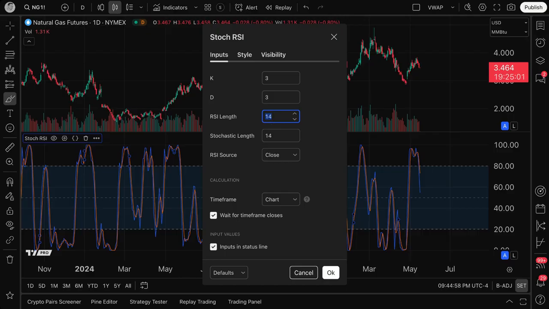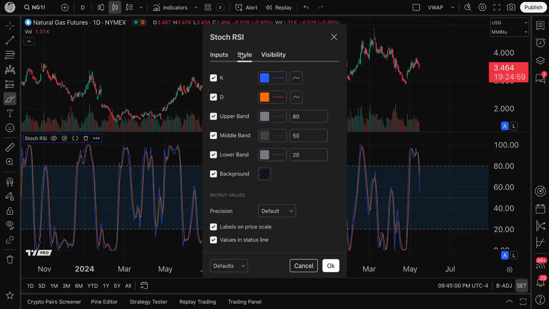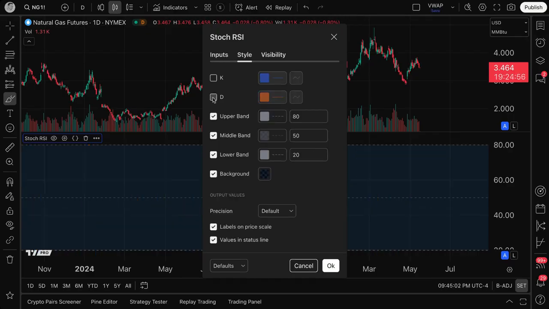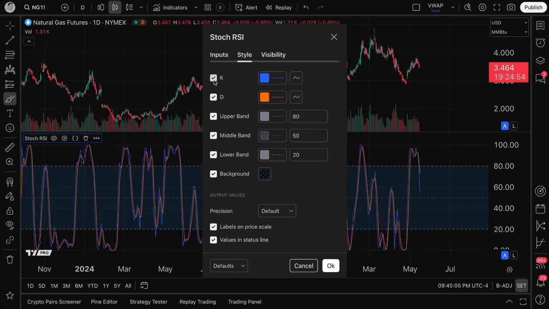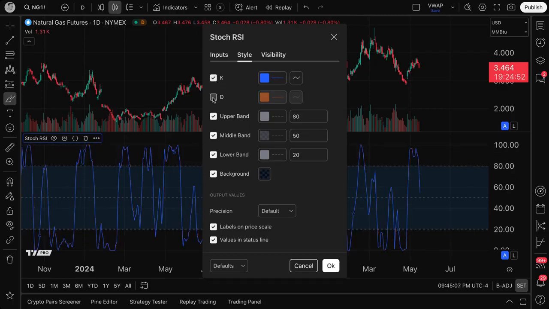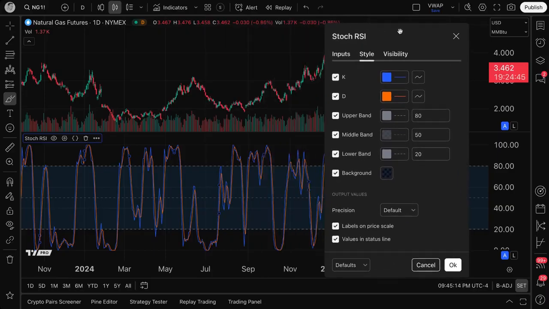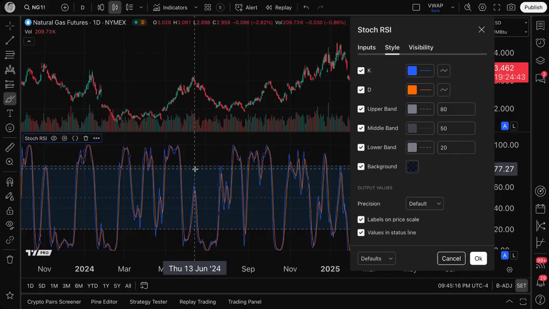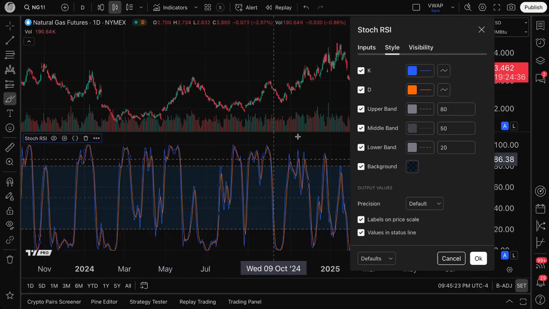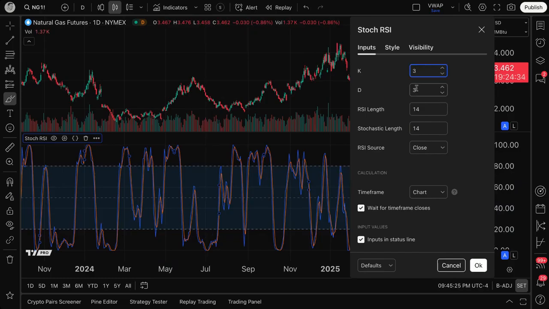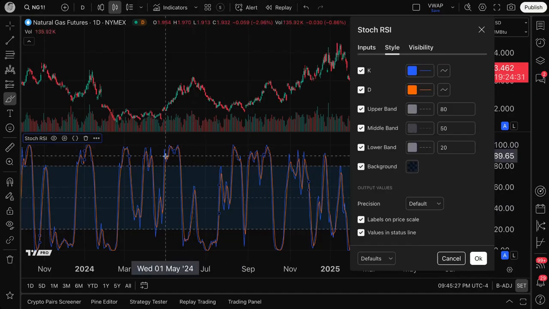Now that we know the basics here of the settings menu, if we click Style, we can totally customize this indicator as needed. So we've got K is the blue line, D is the orange line, upper band, middle band, lower band, and background. Now, upper band, middle band, lower band, and background are pretty straightforward. Upper band here, lower band here, middle band here, and all the shaded area is the background between the upper and lower bands. Now, remember, we spoke about K here at 3, D also at 3. Well, K is the blue line, and D is the orange line.